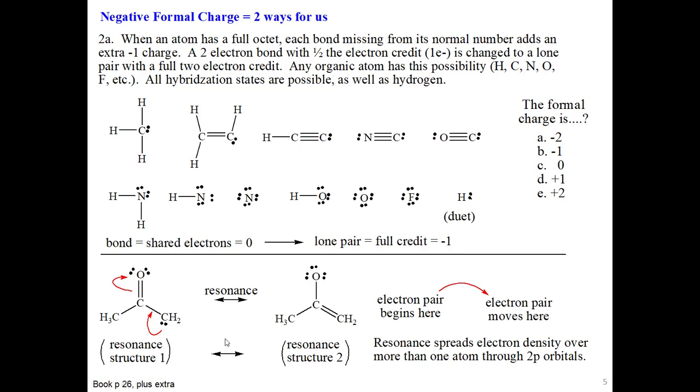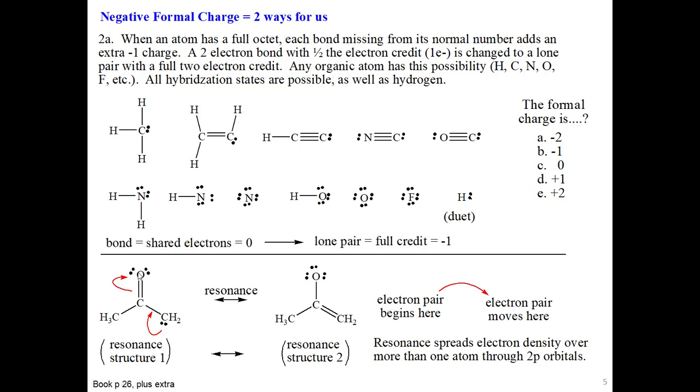Now this is a little bit different situation. The way I drew the structure here, this carbon looks just like it wants, 4 bonds, okay, 0 formal charge. This carbon has 4 bonds, 0 formal charge. This oxygen has 2 bonds and 2 lone pairs, 0 formal charge. But this carbon right here has 3 bonds and a lone pair. That extra lone pair is going to give it a -1 formal charge.